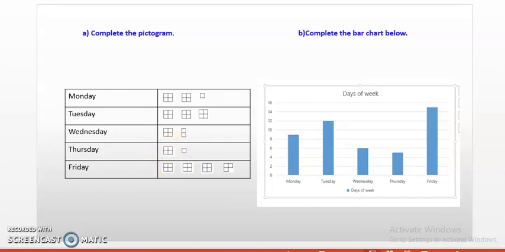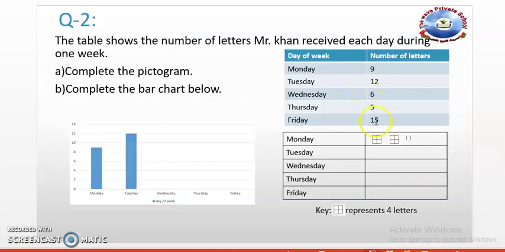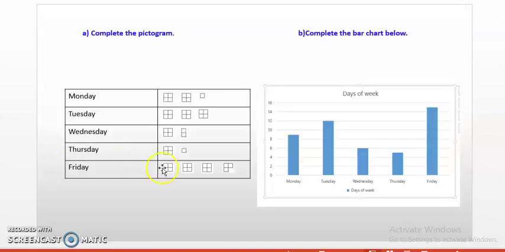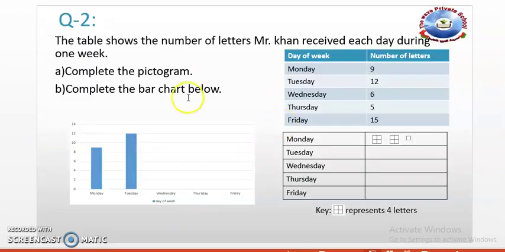For Friday, 15. So 4 plus 4 plus 4 is 12, and with these 3 added, it becomes 15. So our frequency will become 15. Clear now? Now we have to complete the bar chart. In the same way, just see this table and complete this bar graph.